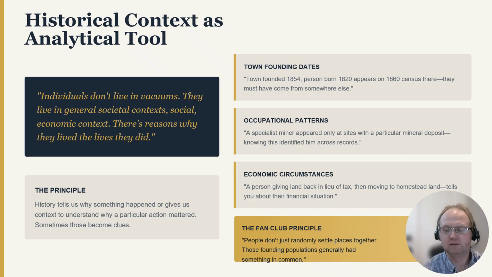And particularly if you were settling a brand new place, you definitely would usually have a group of people you knew. And if you're having a hard time finding records on your person, and you know that they settled somewhere, then you might want to look at the records of their associates and see if there's anything common with them. Because chances are your person probably has a connection with them back in time.